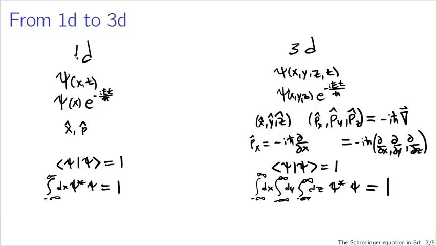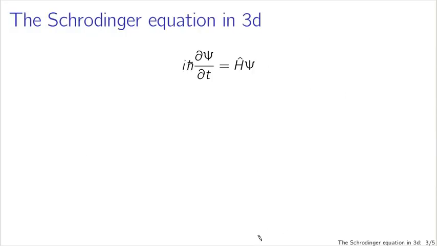So for every one-dimensional structure, we end up with a three-dimensional counterpart. Our wave function is going to be a function of multiple variables, and consequently we're going to have to keep track of multiple coordinates and derivatives with respect to multiple variables. And when we do things like normalize or calculate expectation values, we're going to have to be integrating over multiple dimensions.